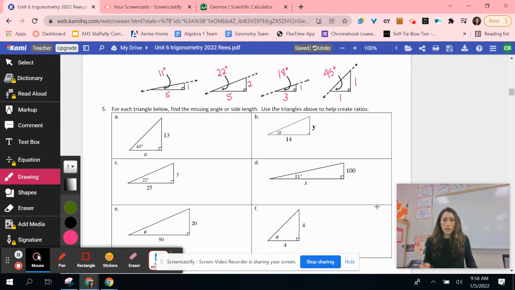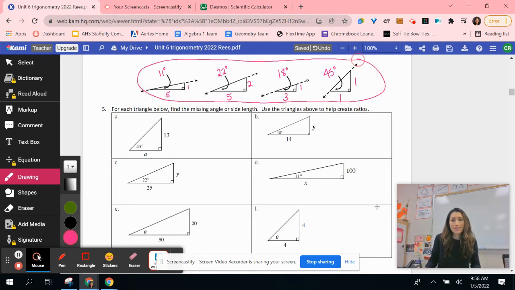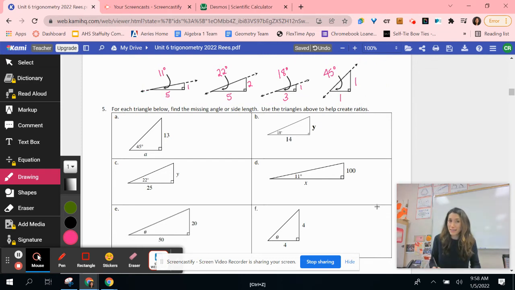Now you're going to use these 4 triangles here to solve for the missing sides in these triangles. So for example, if this is a 45-degree angle, which triangle is that similar to? Okay, it is similar to this triangle. Therefore, what do we know about these two sides? You're going to use that to help you figure out the measurement for A. You can set up a ratio, like you could do 1 over 1 equals 13 over A. Solve for A.